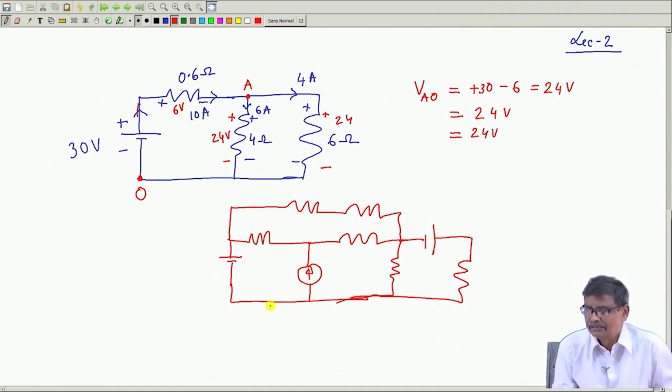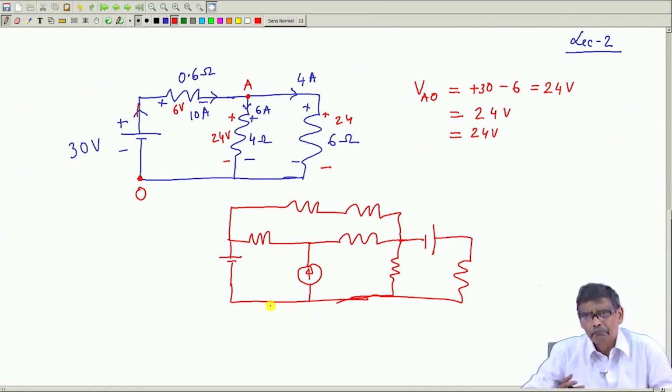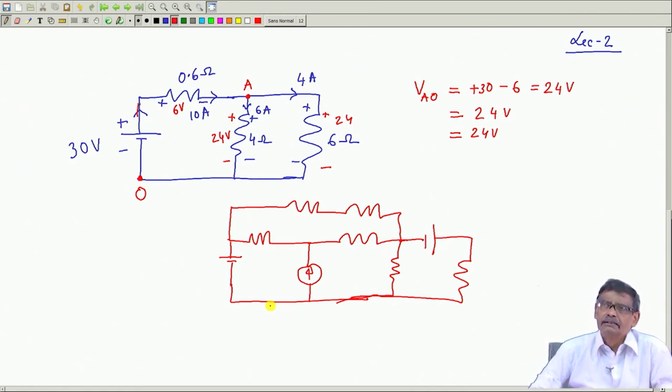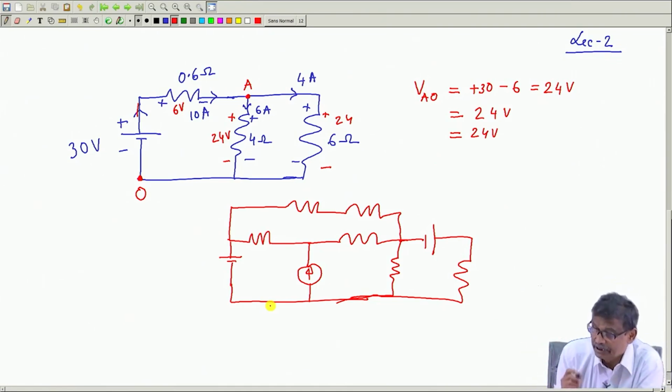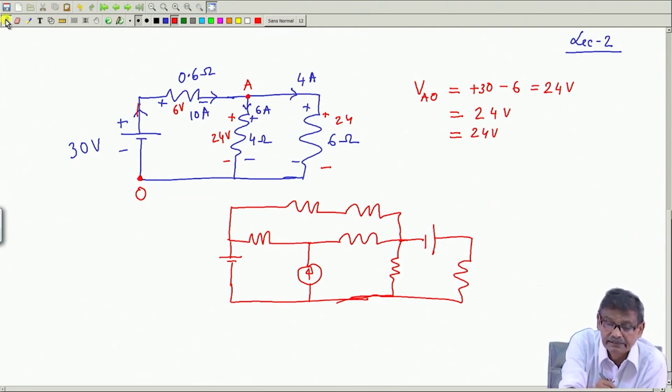Suppose a circuit exists like that, all the values are known, and as I told you, by applying simple KVL in closed loops and KCL at the junctions, you will be able to solve the circuit. That will be the main part of the course that we will discuss. But what I am trying to tell is, there are now several junctions existing here.